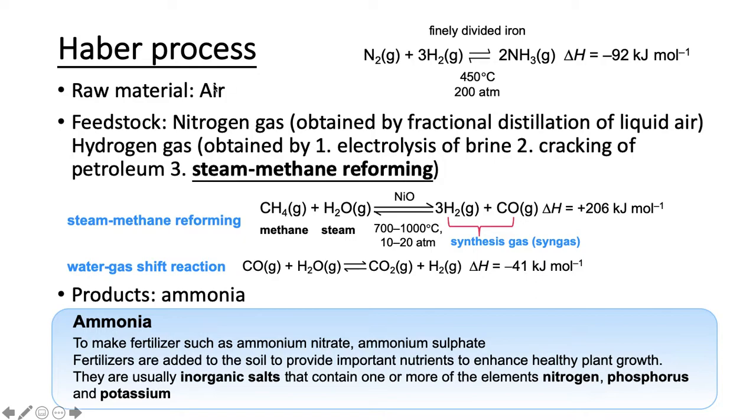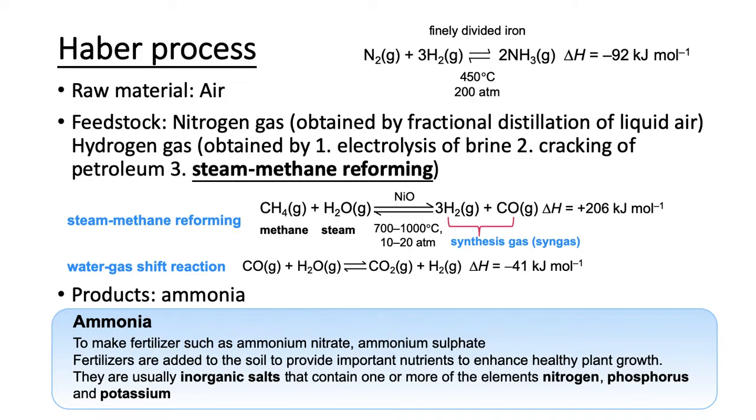In this reaction, the raw material is air, and there's something we call feedstock. Feedstock is actually the industrial reactants that we use. For example, the raw material air will be used to separate the air into nitrogen gas by fractional distillation of liquid air. Second, hydrogen gas can be obtained by electrolysis of brine, cracking of petroleum, or steam methane reforming.